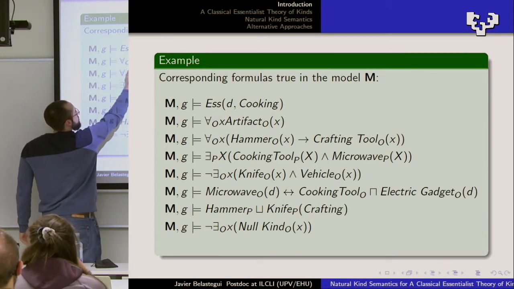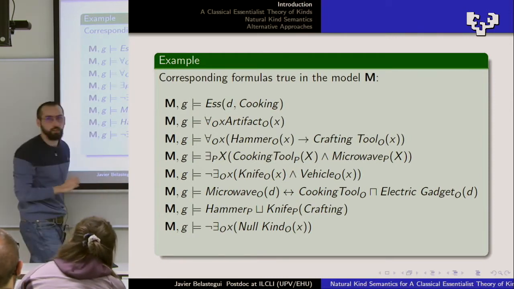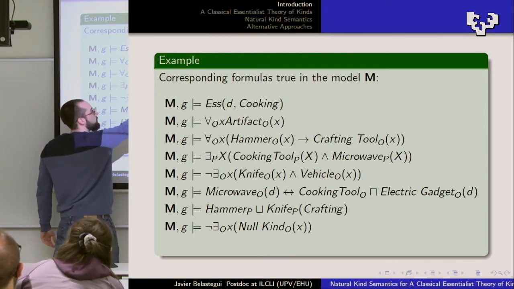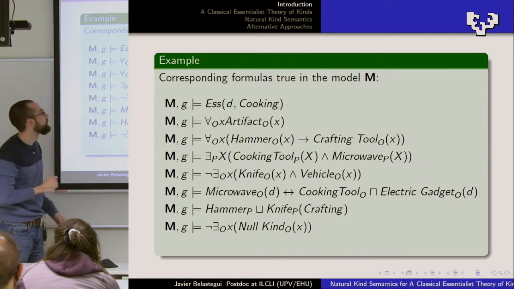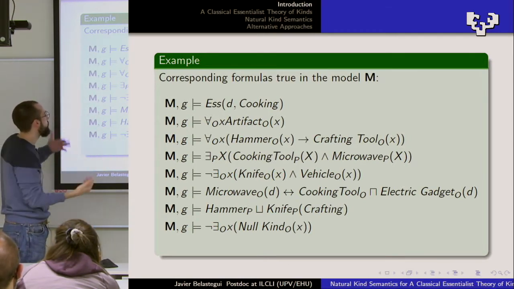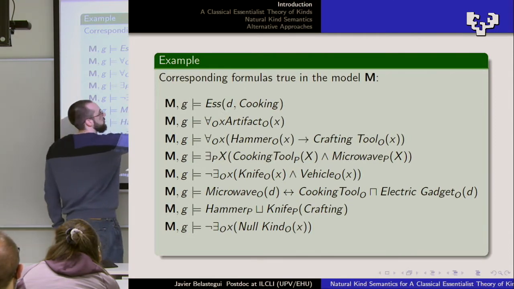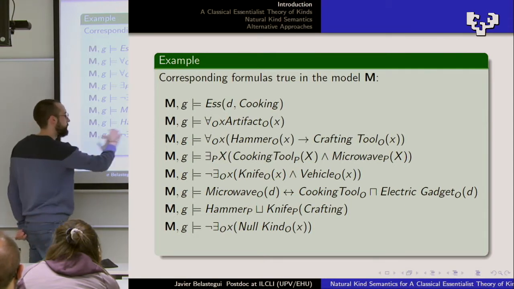For every x, where x is an object, x is an artifact, right? So here is a monadic predicate, artifact, which denotes the kind that I showed you before, the thing at the top of the diagram. And this is true, as we saw. And there are some other examples. For instance, there is no object x which is a knife and a vehicle. And you can just guess what it looks like.